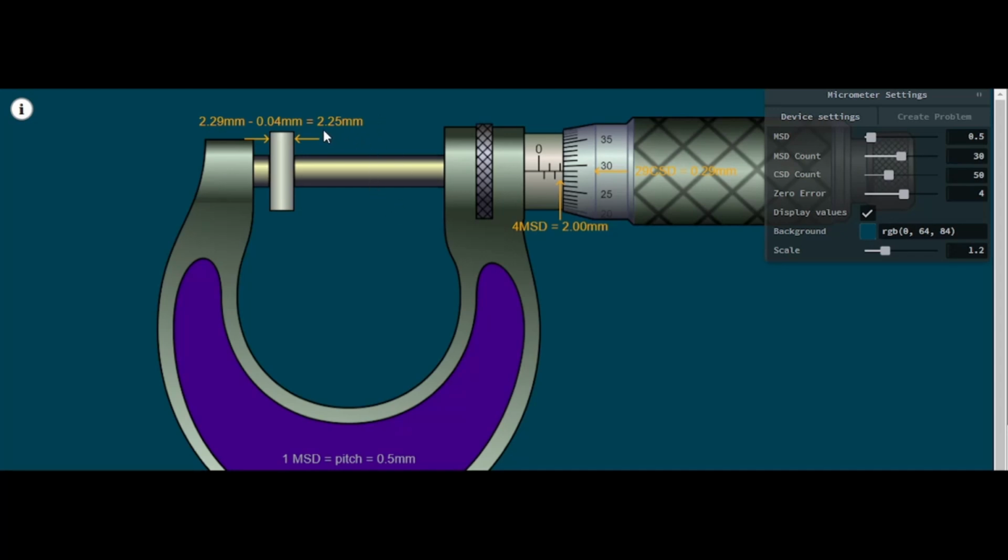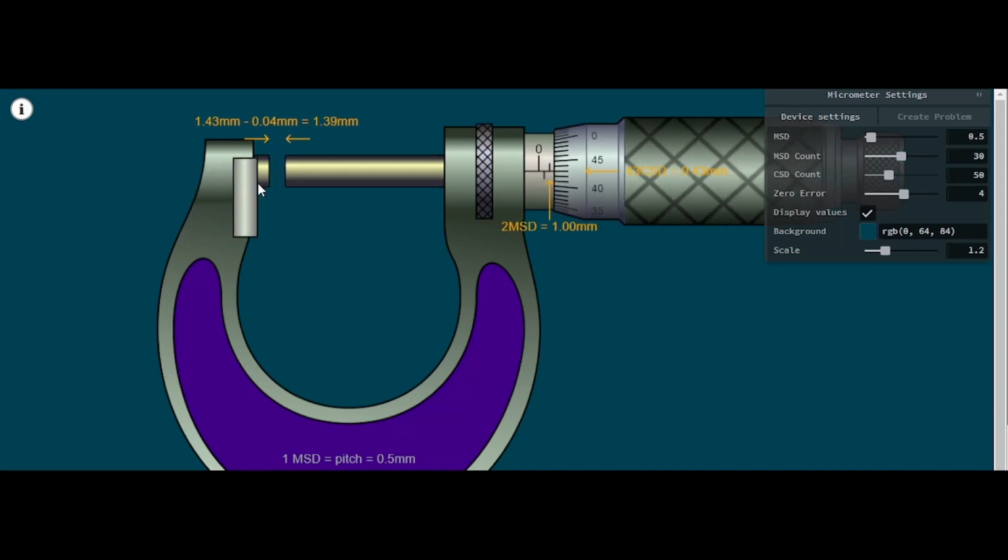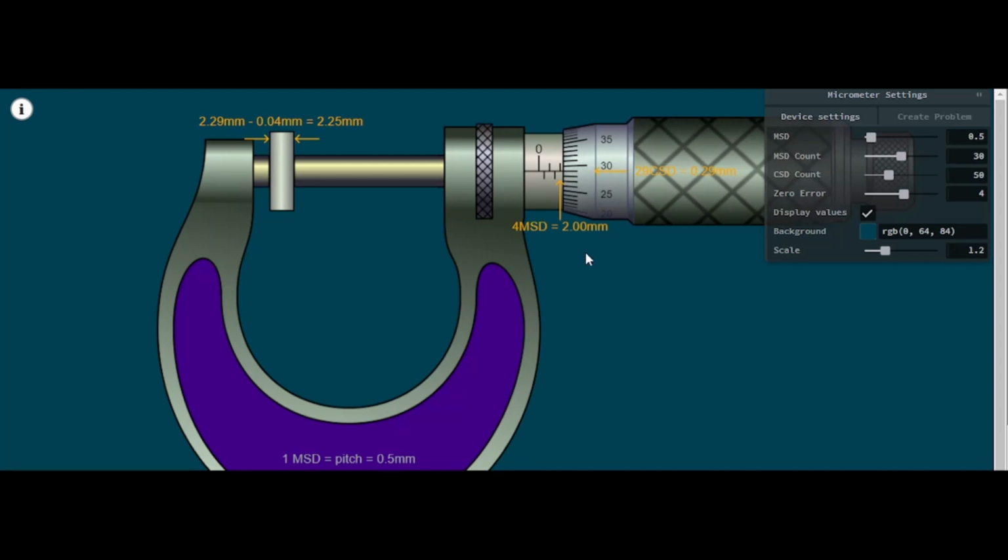So every time we measure something, first we have to look for the zero error, and because this zero error is already added up when it was completely closed, our micrometer screw gauge was already reading 4. So let's subtract that value from the reading we measured. So 2.29 minus 0.04 millimeter, and that would give us 2.25 millimeter, which is the actual thickness of the metal.